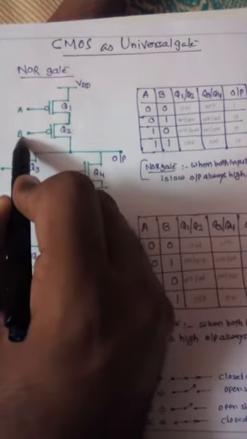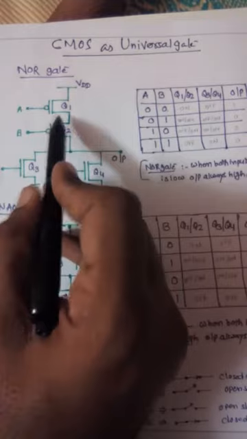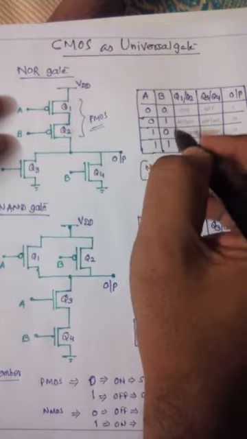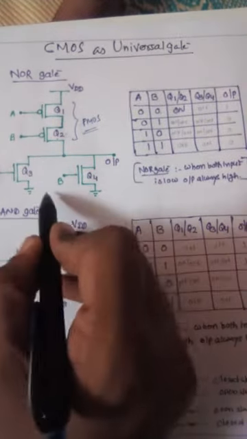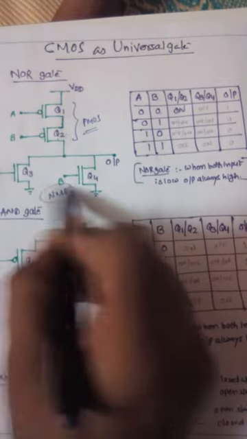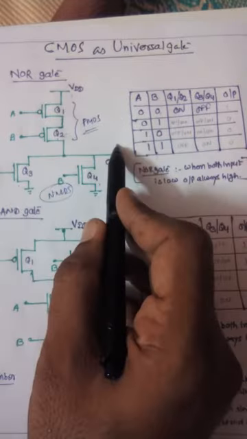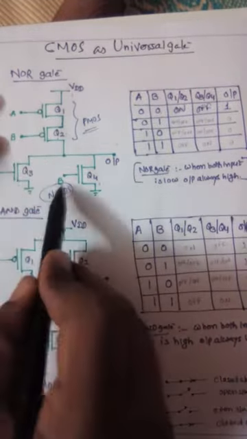Now here check: A and B both are 0. So what happened? This Q1 and Q2, these both are PMOS, so both PMOS will be on. And in the same way, here are the NMOS, so both are in off mode. So this is off and this will be on. So current can flow this way to the output side. Output is always 1.